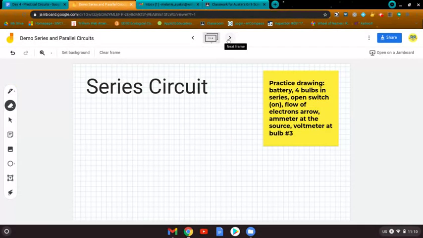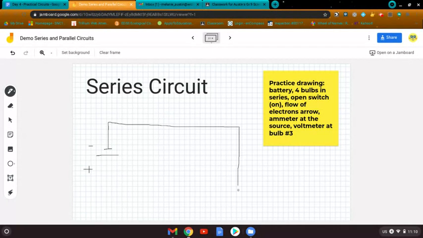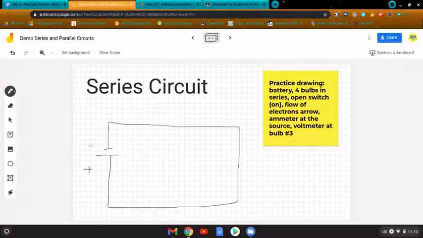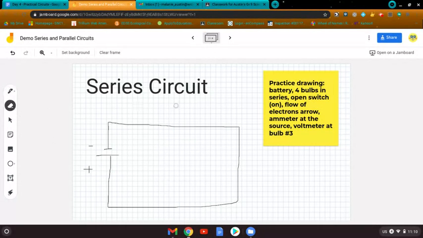If we go to this one, it wants you to practice drawing. So it wants you to practice a battery. I'm going to try to do this quick so that we can do it all in one video. There's your battery, minus terminal, negative terminal, and positive terminal listed. 4 bulbs in series. We have to show on this one wire. So I'm going to draw my whole circuit first because it's easy to erase with this thing. And then I'm going to put one bulb here, maybe one bulb here, one bulb here, and maybe one bulb here.